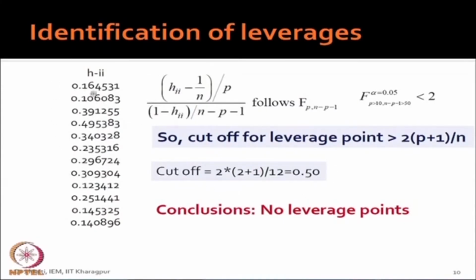Cutoff value will be, how many parameters are we estimating? 3. What is your sample size n? So, 2 times (p plus 1) divided by n, this is 0.50. Is there any value which is greater than 0.50? You see, we have not got any value here which is greater than 0.50. So, we can conclude that there are no leverage points for the problem we have undertaken. Okay.